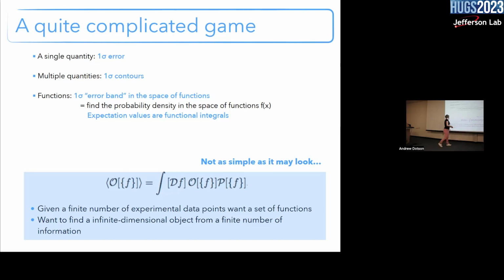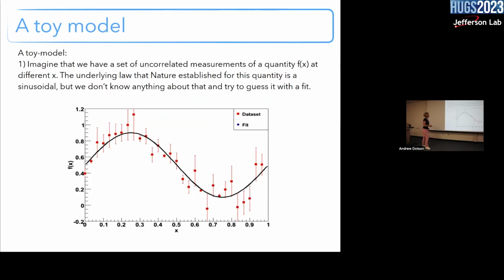determined, okay? But clearly this is not an easy problem, because you have only a finite number of experimental data points and you want to find an infinite dimensional object like a function, okay? So somehow this is an ill-posed problem. You have to go from infinite to finite if you want to find something that uses a finite number of data points. So how do you do it?